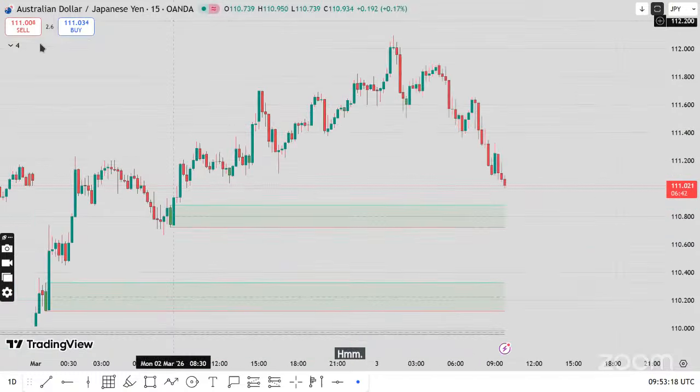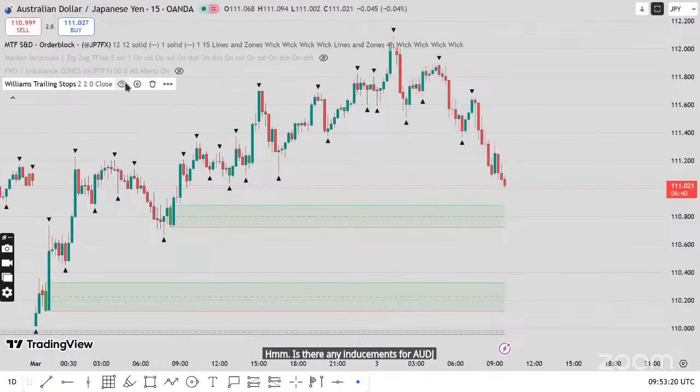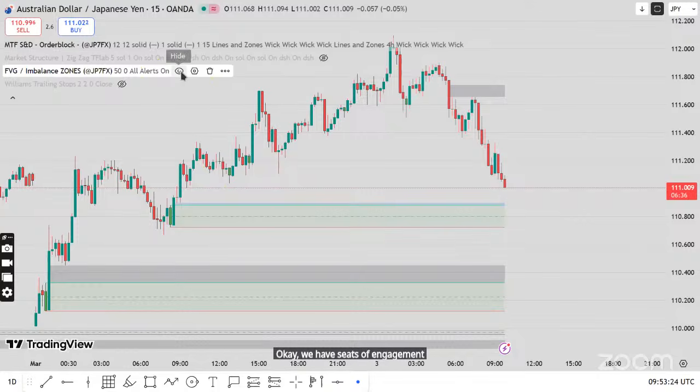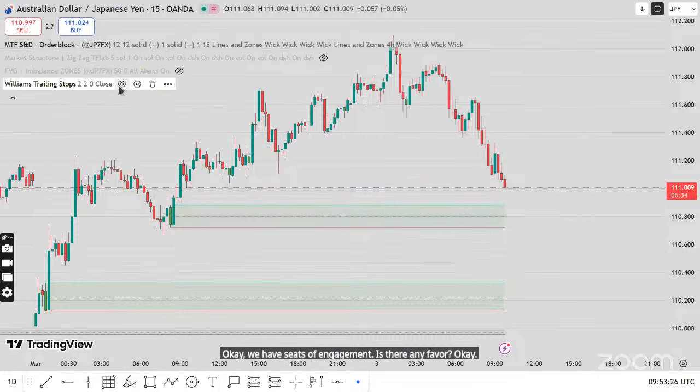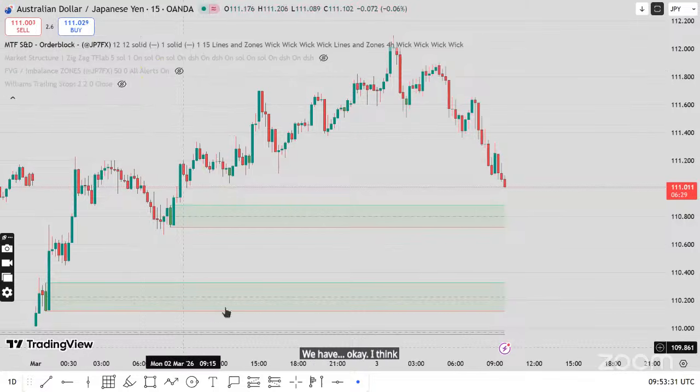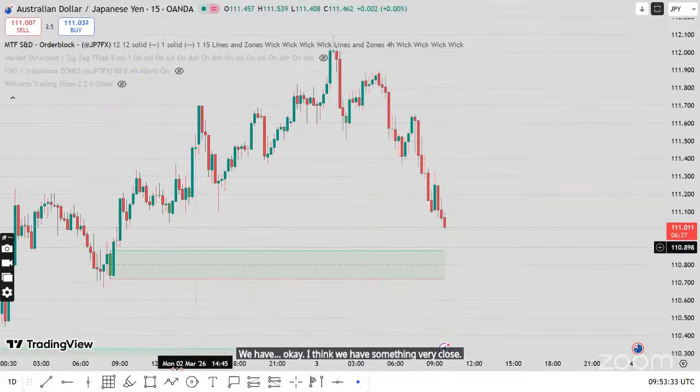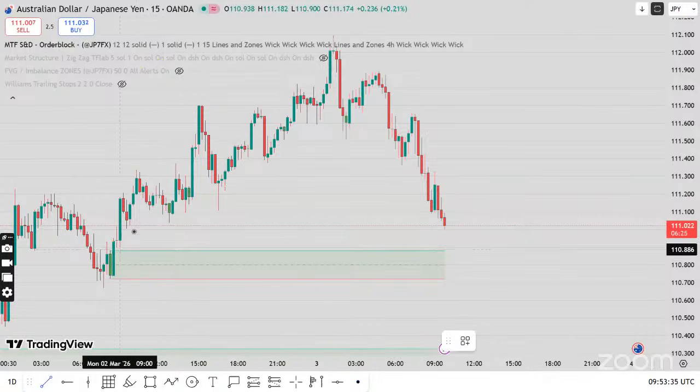Is there any inducement for AUD JPY? Okay, we have a series of inducements. Is there any fair value gap? Okay, I think we have something very close. Something very close.